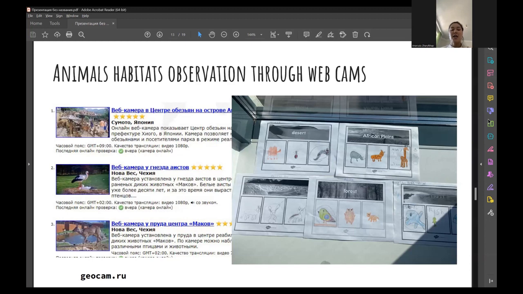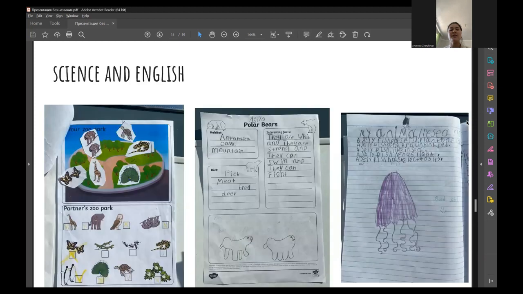After watching these videos, we conducted an activity. Please draw 3 animals you know from the desert, from these habitats, and so on. And it was well done. So they drew the animals. Next slide, please.